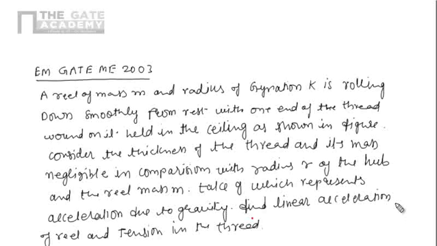Here a reel of mass m and radius of gyration k is rolling down smoothly from rest with one end of the thread wound on it. It is held in the ceiling as shown in the figure. The thickness and the mass of the thread are negligible in comparison to the radius of the hub and the reel mass m. We can take g as the acceleration due to gravity, and now we are interested in the linear acceleration of the reel and the tension in the thread.